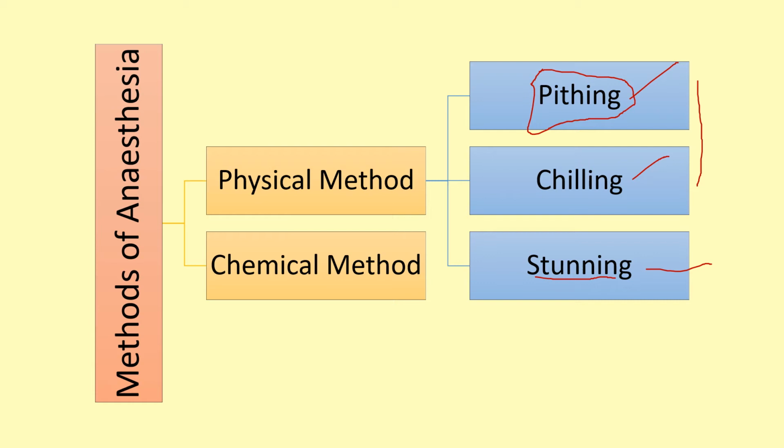Now, how are you going to check that complete anesthesia has been produced? You will remove the needle and press it on one of the limbs of the frog. If there is complete anesthesia, the limbs of the frog are not going to move.